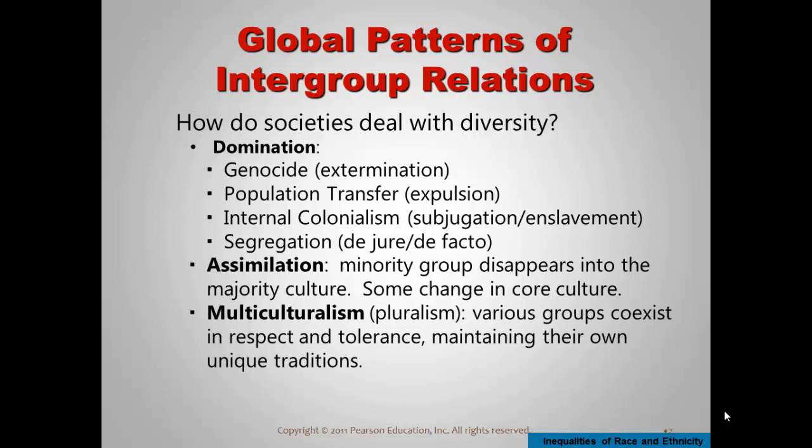Finally, multiculturalism or pluralism is what it's referred to, where various ethnic groups coexist in respect and tolerance. It doesn't have to be ethnic groups, but various groups that might otherwise be minorities coexist in respect and tolerance and maintain their own unique traditions. Switzerland may be an example of a multicultural nation, although I've known young people who have grown up in Switzerland who tell me that indeed that's not the case, and particularly more recently, there have been some plebiscites, I guess, against Muslims and some of their religious practices and things like this. So perhaps it's not as multicultural as it once was.